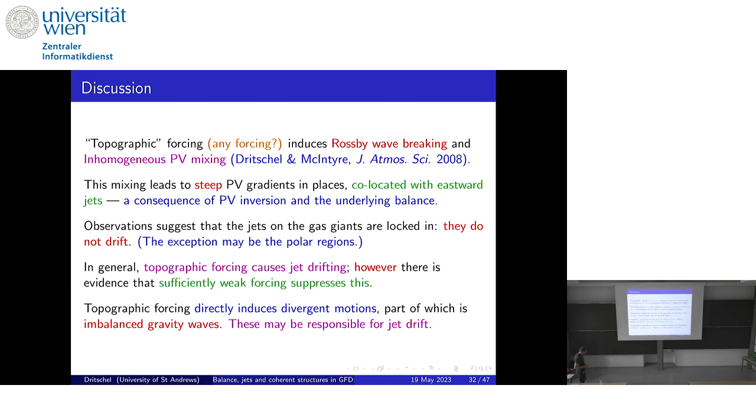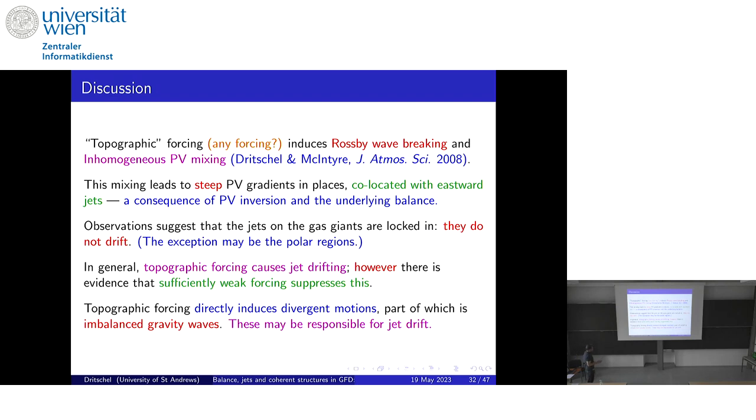But McIntyre back in '81 was probably the first person to coin the term inhomogeneous PV mixing, trying to think about the stratospheric polar night jet, trying to understand why there's always a jet formation during the winter in the stratosphere due to Rossby wave breaking. So this mixing leads to steep PV gradients in places, co-located with the eastward jets. That's what we're showing: sharp PV gradients lead to eastward jets, and it's a consequence of PV inversion and the underlying balance.